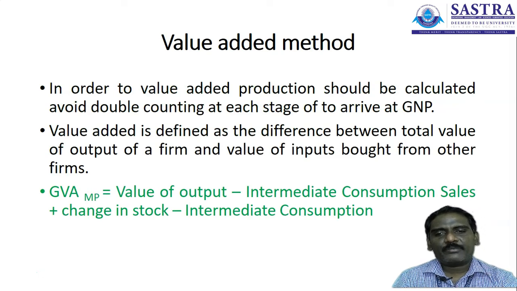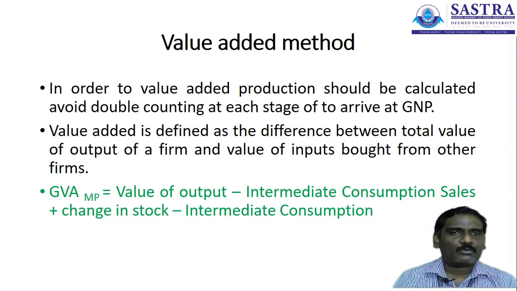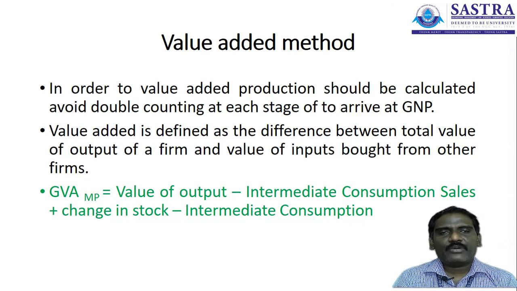And the value added method: in order to value added, the production should be calculated avoiding double counting at each stage to arrive at the gross national product. For that particular purpose this value added method is used. In the value added method, the value added is defined as the difference between the total value of output of a firm and the value of input bought from the other firms.